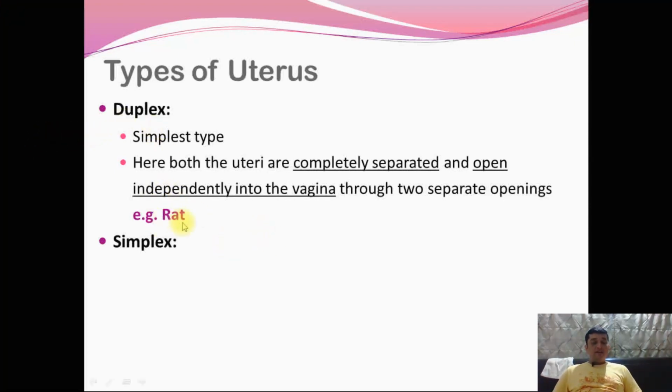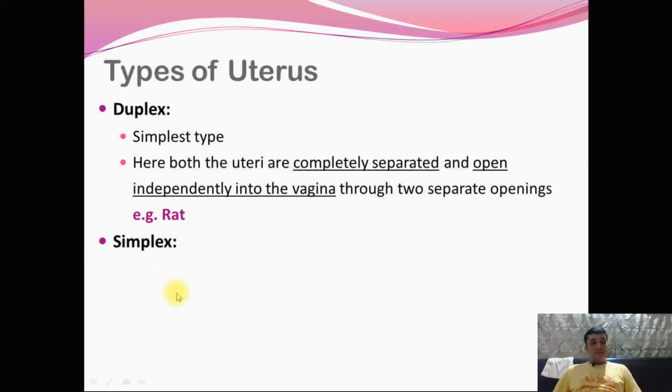In the case of the rat, many ova are released during the process of oogenesis, and if fertilized, they will grow as separate embryos in these two uteri. So that's why the number of pups in rats is more. In humans, normally we give birth to a single child, but animals have many young, called pups, and one of the reasons is that the uterus is duplex.